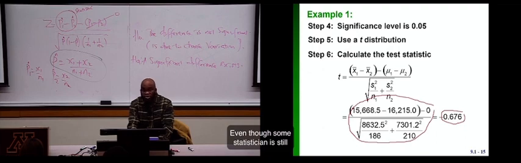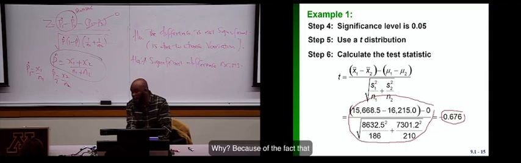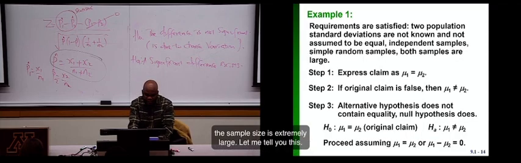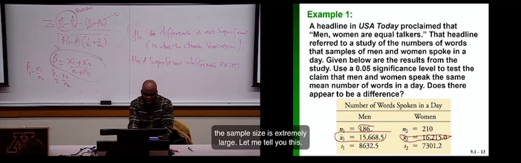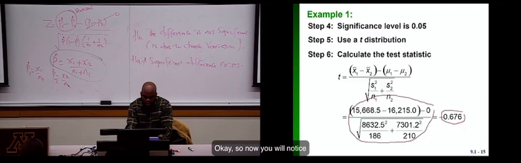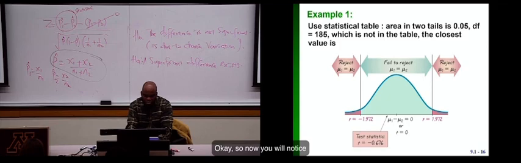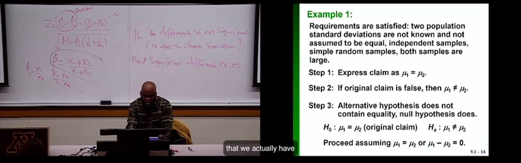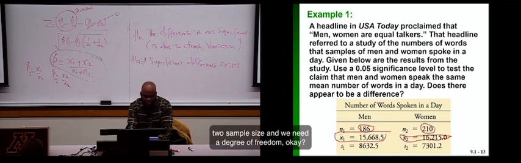Even though some statistician is still going to argue this out, like, we can also make use of Z. Why? Because the sample size is extremely large. And let me tell you this, statistically speaking, when sample size increases, the T distribution behaves like a Z. That's another thing we find out. Now you will notice that we actually have two sample sizes and we need a degree of freedom.